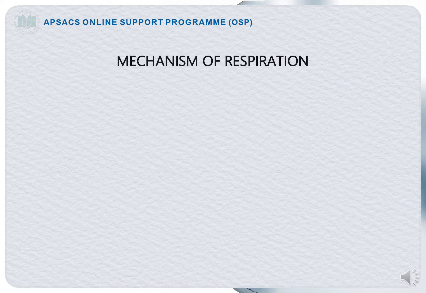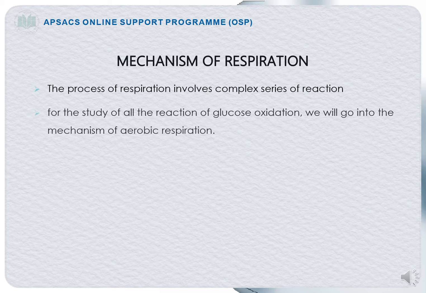Mechanism of respiration. The process of respiration involves a complex series of reactions. For the study of all the reactions of glucose oxidation, we will go into the mechanism of aerobic respiration. Students, we have discussed respiration and the types of respiration. We have also discussed the different phases that take place in that type of respiration, like in the first phase, the oxidation of glucose takes place. So now we will discuss how the oxidation of glucose actually takes place.